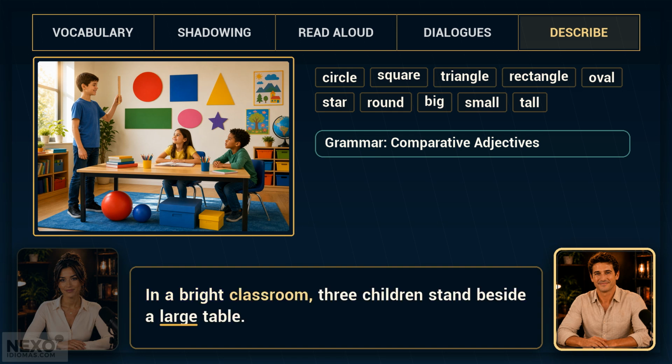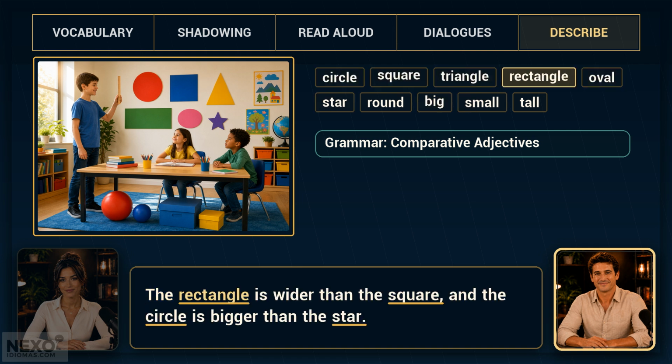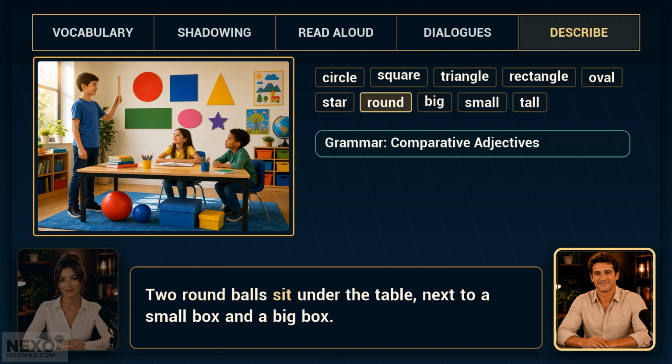In a bright classroom, 3 children stand beside a large table. On the wall, there is a big circle, a blue square, a yellow triangle, a green rectangle, a pink oval, and a small star. The rectangle is wider than the square, and the circle is bigger than the star. A tall boy holds a short ruler. 2 round balls sit under the table, next to a small box and a big box.